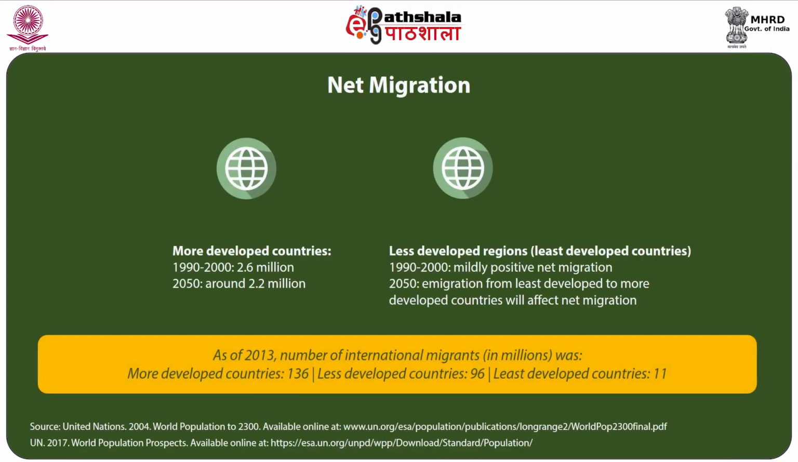Currently, in terms of the absolute number of international migrants, if we see the more developed countries, the share is to the extent of 136 million, and less developed countries is 96 million, and the least developed countries have the least, at 11 million.